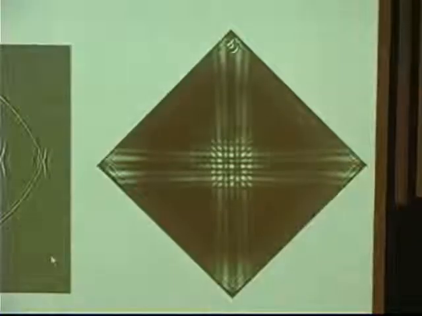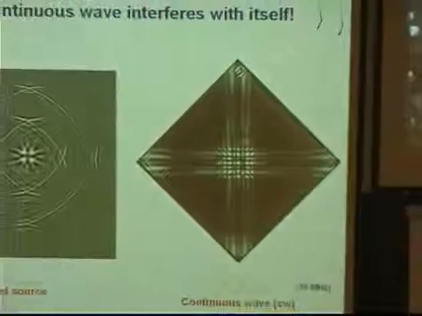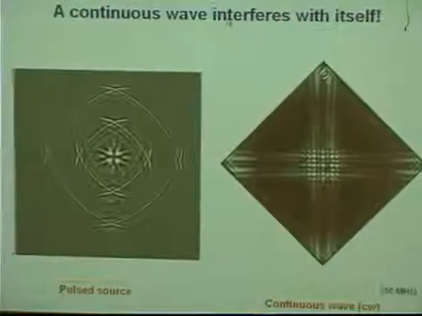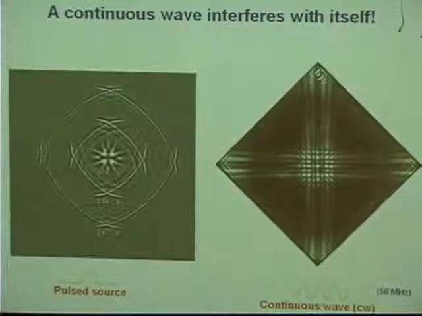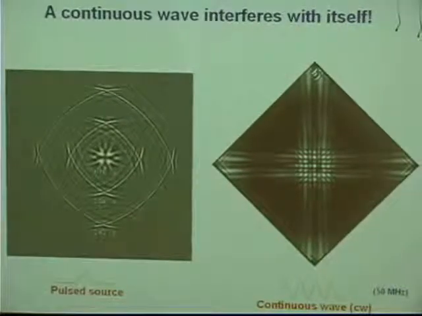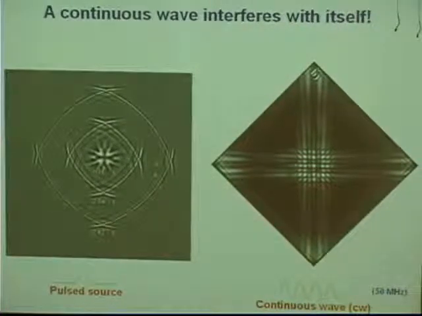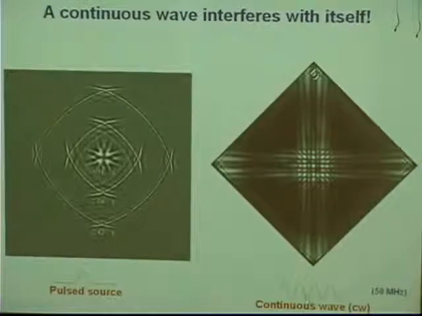So the wavelets are not circular, and we can understand exactly why that's true based on the crystal structure. And so another thing that's interesting is a continuous wave. Now that was just a pulse, right? That was a pulse. A continuous wave interferes with itself, because the wave that arrived, let's say, here's a pulse source and a continuous source.